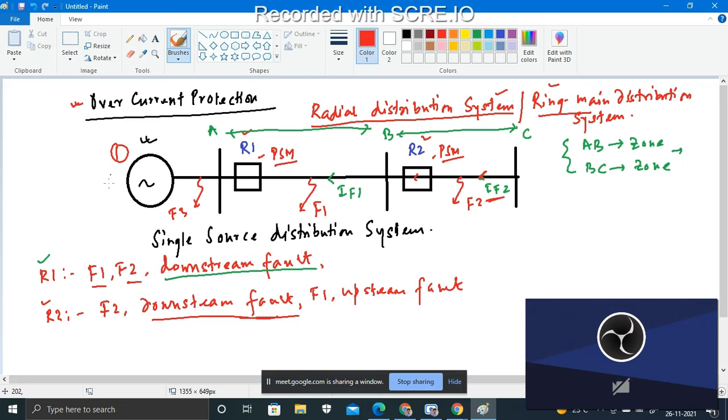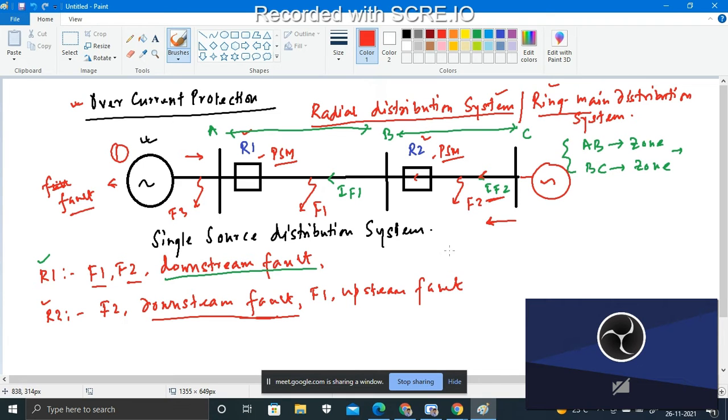So this is the overcurrent protection under the radial distribution system having only a single source. That means the fault will appear in this direction only. Whenever a system is there, there must be some faults. If I connect another system over here, then any such fault will appear in this direction also.